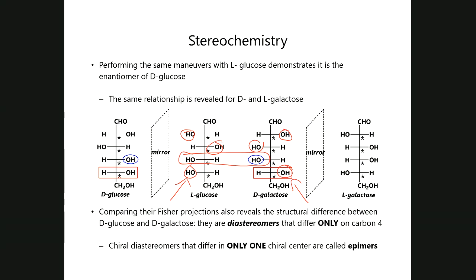They're not epimers. D-glucose and D-galactose are epimers. L-glucose and L-galactose are epimers. They only differ on position number 4, okay? Just like D-galactose and D-glucose do. All right.